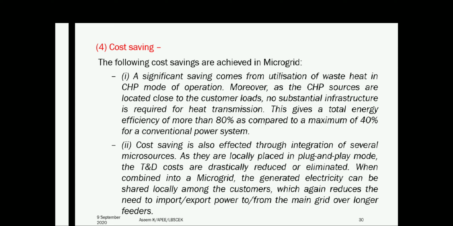Then what about the cost? What about the cost saving in case of a microgrid?